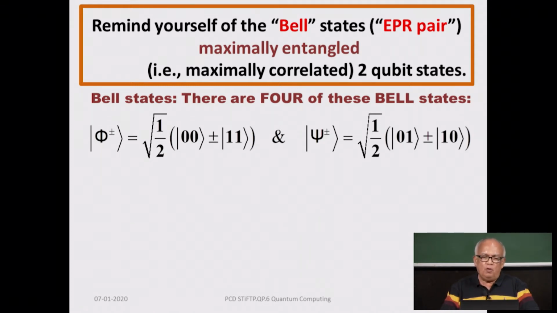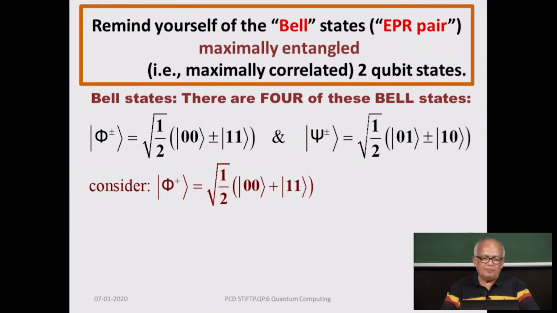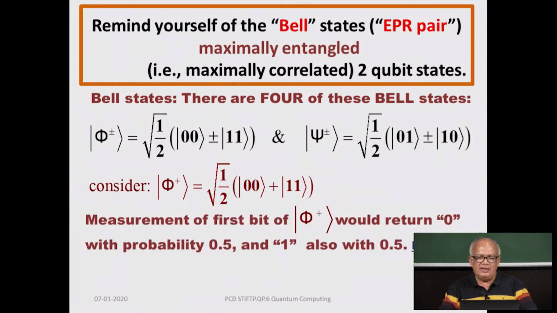So, these are the 4 Bell states, and we will consider one of these. Let us consider the phi plus, which is root 1/2, which takes care of the normalization, and then it is a superposition of 0 0 plus 1 1. So, the first qubit is in state 0, the second is in state 0, and it is superposed with another component in which the first qubit is in state 1 and the second also in state 1. So, that is your Bell state.